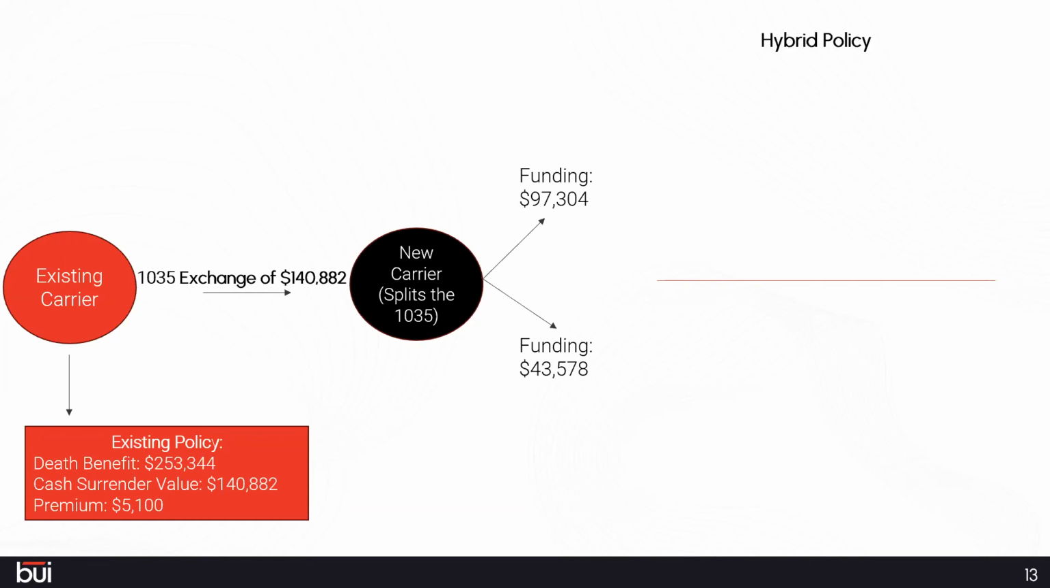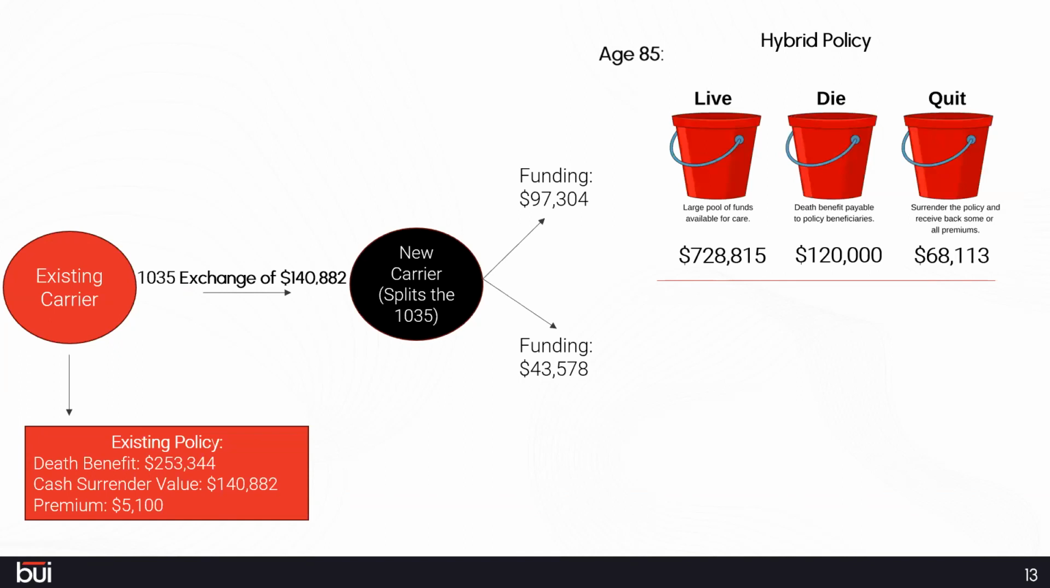That at age 85 would provide a benefit for her of $728,000, a pool of money for her long-term care needs when she needs it, or if she doesn't use it, it provides a $120,000 death benefit, or she can surrender and get back $68,000 if she has a different need in the future.